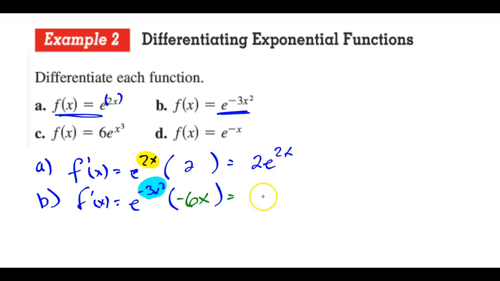And so the final answer, I would probably just write it as 3x squared. Again, this would be a good part for you to pause the video and see if you can do part C before I do it.